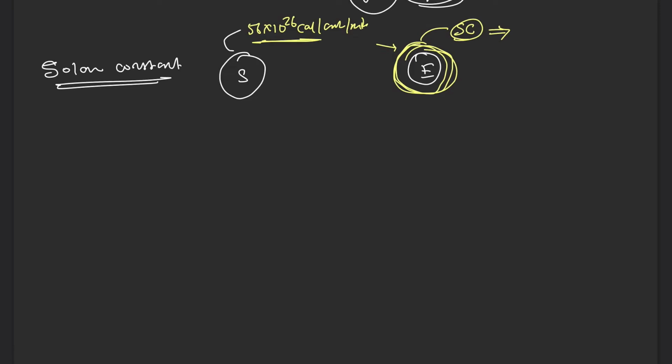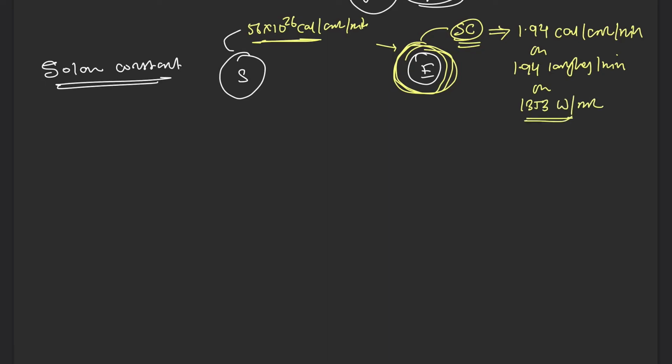And the value of the solar constant is 1.94 calorie per centimeter square per minute, or 1.94 Langley per minute, or 1353 watt per meter square. This is the value of the solar constant. This is important from the exam point of view. You have to remember it, right? So this is the solar constant.